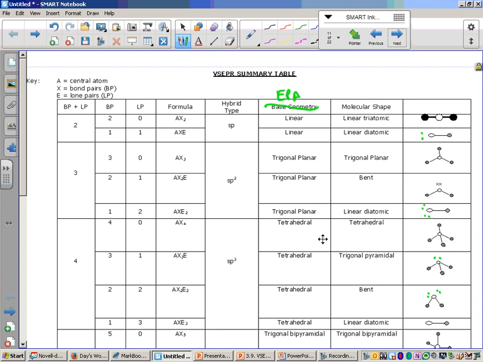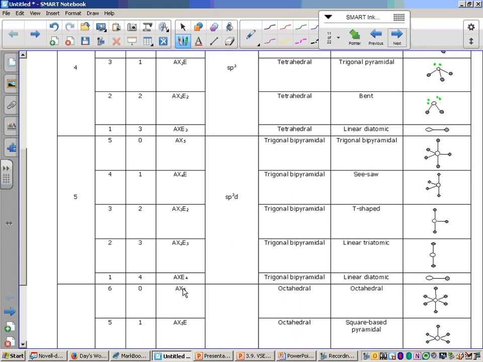Okay? And that's true for all of them. For all of them that has, whatever the hybridization is, if it's only got one bond pair and the rest of them are lone pairs, it's linear. It's just a line between the two nuclei that we can see.